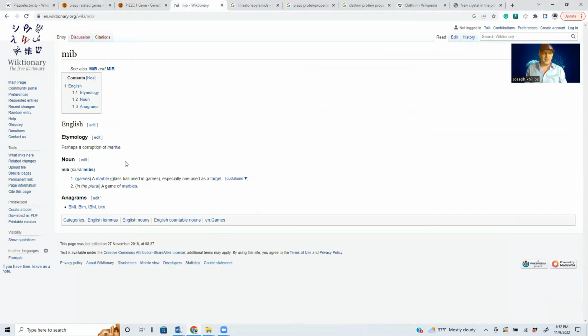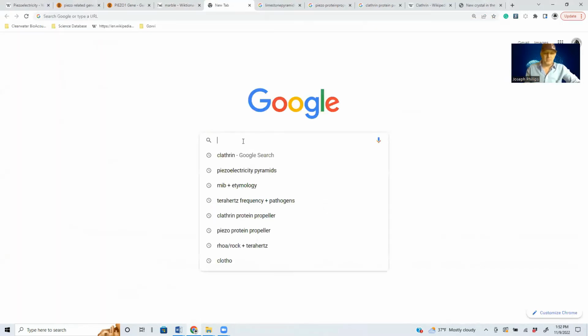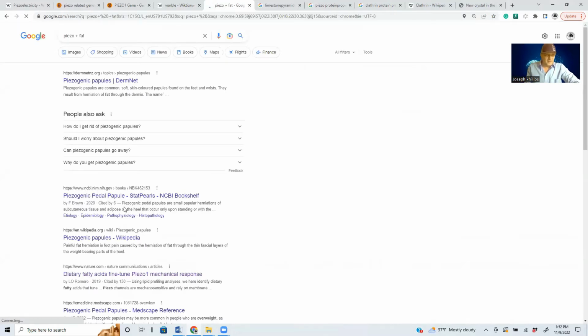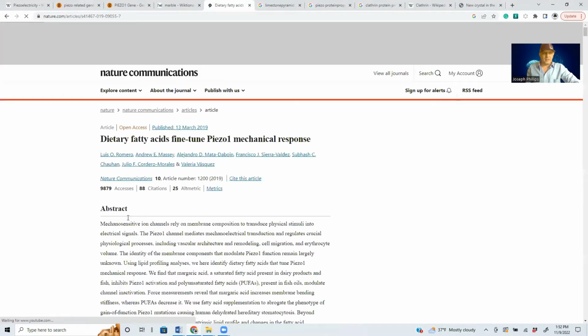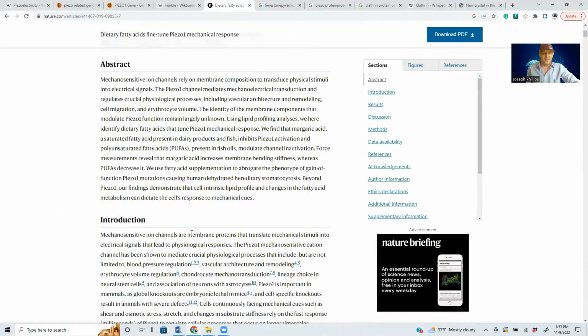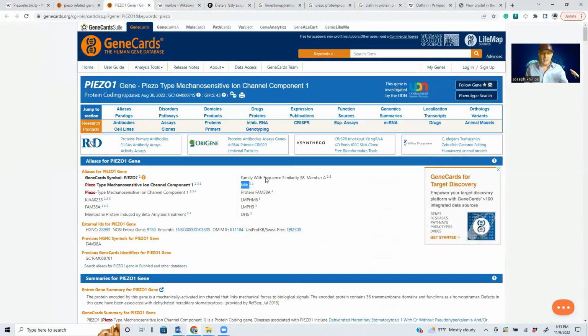So if we come over here to Wiktionary, it tells us that it's a corruption of the word marble. So marble can mean interlaced with fat, right? So then I could come over here and say, okay, what does piezoelectricity have to do with fat? And then we find a study over here that talks about how dietary fatty acids fine-tune piezo 1 mechanical response. This is a fascinating study here about how basically electricity has the ability to be generated from fat. So that's one explanation about marble and MIB.